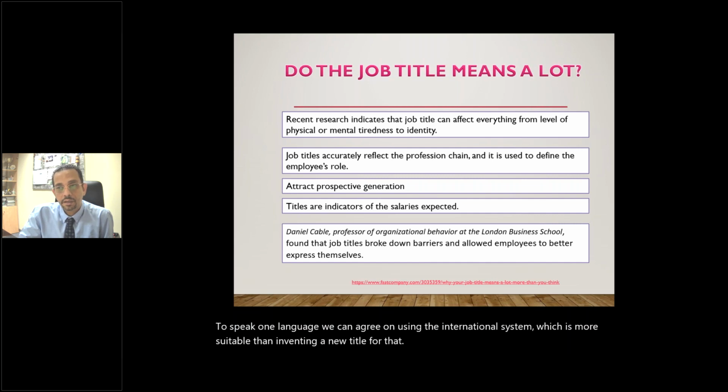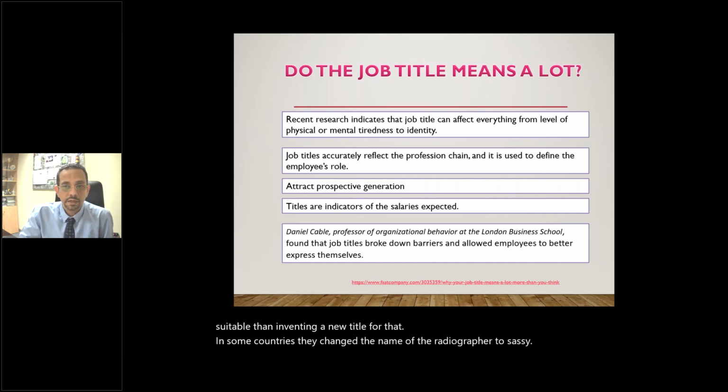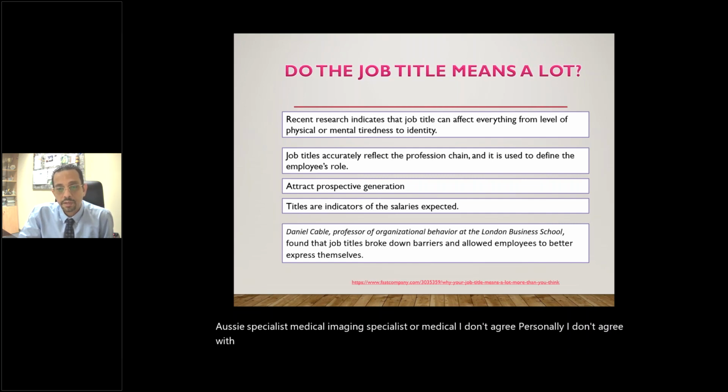In some countries, they change the name of the radiographer to اختصاصي تصوير, specialist, medical imaging specialist, or medical. I personally don't agree with inventing a new name and increasing the confusion.